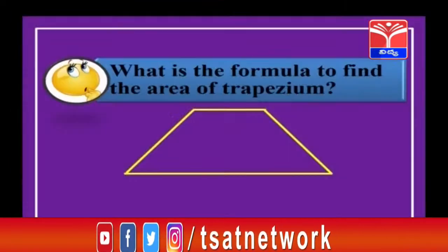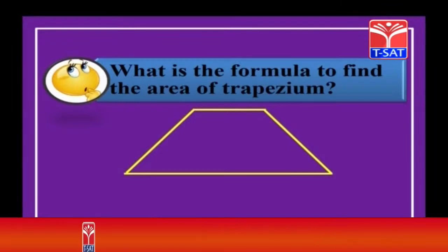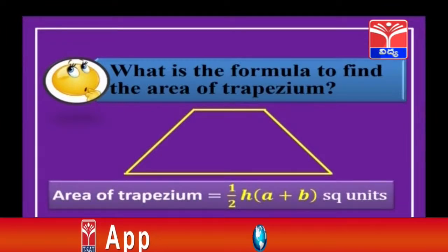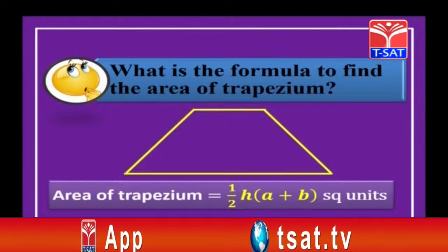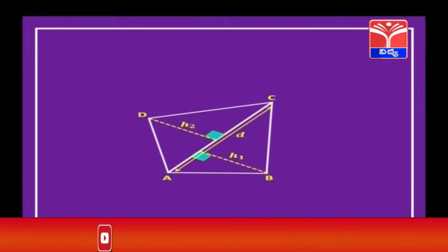Let us start, children. Do you remember what is the formula to calculate the area of trapezium? Area of trapezium is given by half h into a plus b square units. Now what is the figure shown on your screen, children? Yes, it is a quadrilateral.